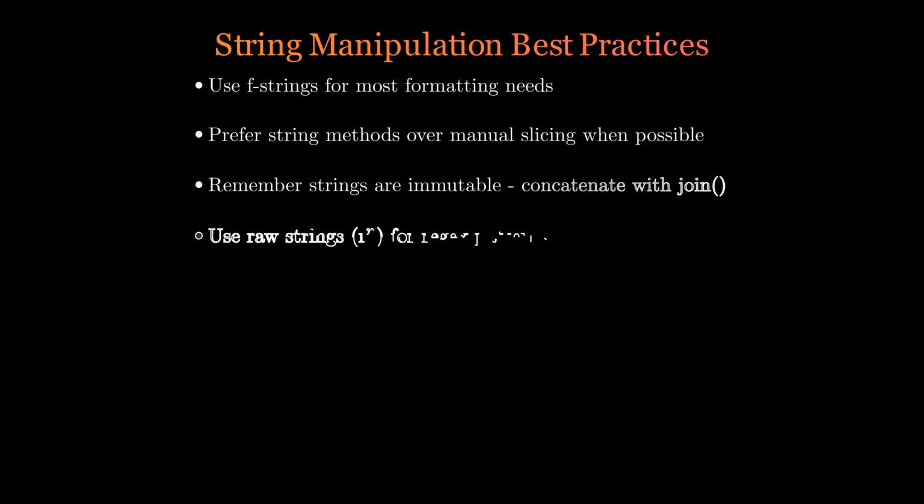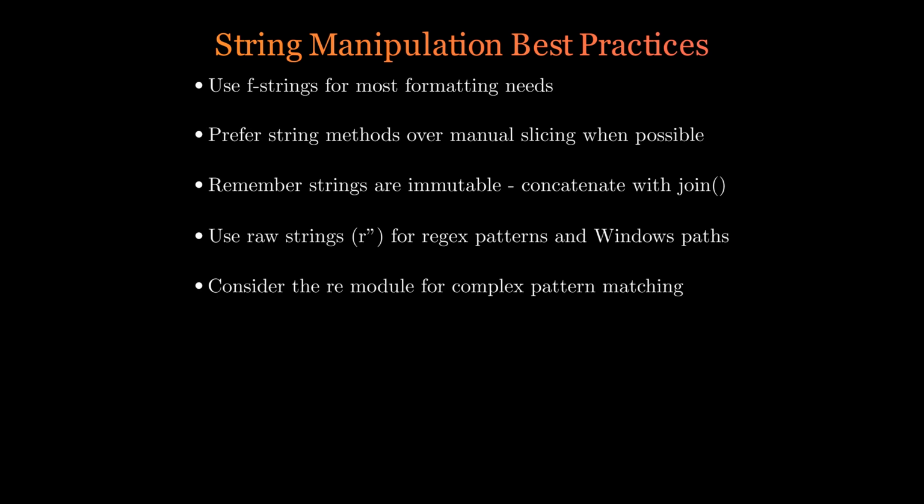To conclude, here are some string manipulation best practices. F-strings should be your default for string formatting. Built-in methods are optimized and more readable than manual slicing. For joining many strings, the join method outperforms repeated concatenation. Raw strings simplify working with regular expressions and file paths. And for advanced pattern matching, Python's re module provides powerful regex support.